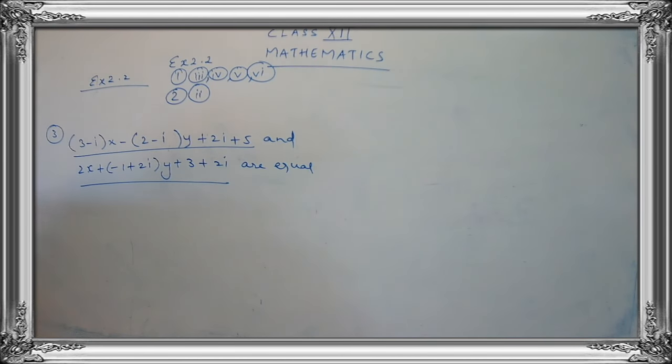Let us check the question once again. 3 minus i the whole x minus 2 minus i the whole y plus 2i plus 5 and 2x plus minus 1 plus 2i the whole y plus 3 plus 2i. Okay, so we have taken down the question properly.